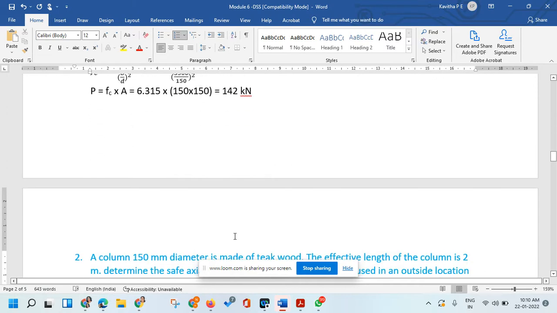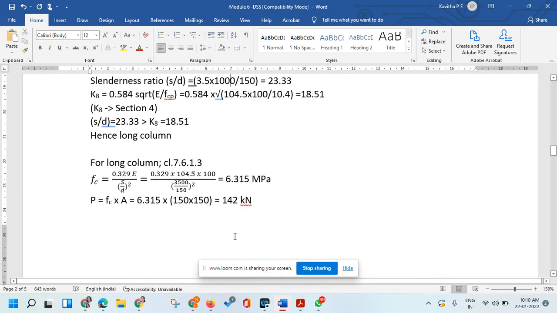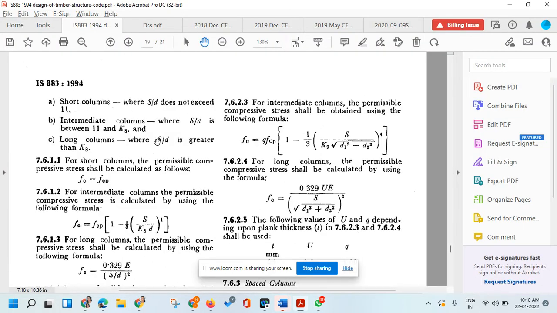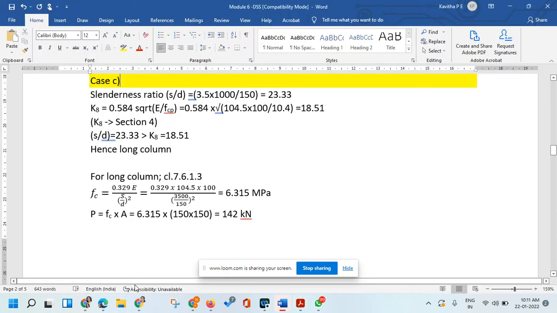Now moving on to the third case, that is the length of the column, unsupported length of the column is 3.5 meter. I am calculating the slenderness ratio again. K8 value is already calculated to be 18.51. My slenderness value is greater than the K8 value, hence it is a long column. Okay, so as per the IS code, S by D is greater than K8, it is a long column, and the FC value is calculated using the equation 0.329 E divided by S by D whole square.